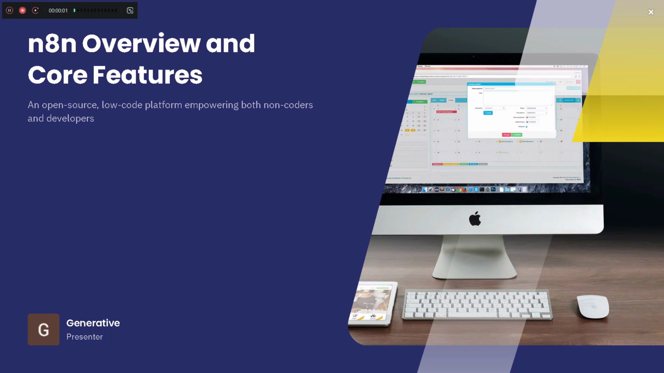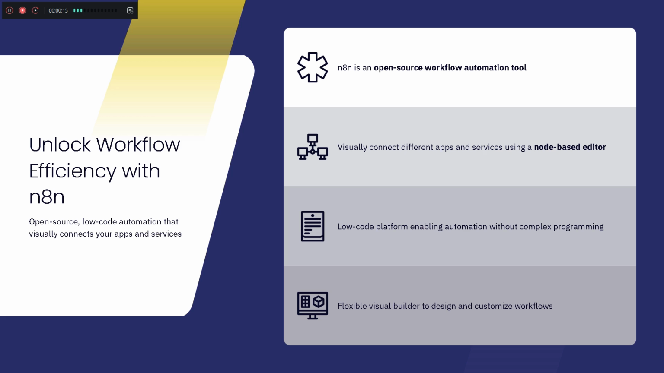What is n8n? So you have to know what is n8n. n8n is an open source low-code platform empowering both non-coders and developers, right? So you can unlock workflow efficiency with n8n. n8n is an open source workflow automation tool. n8n visually connects different apps and services using a node-based editor, a low-code platform enabling automation without complex programming, with a flexible visual builder to design and customize workflows.